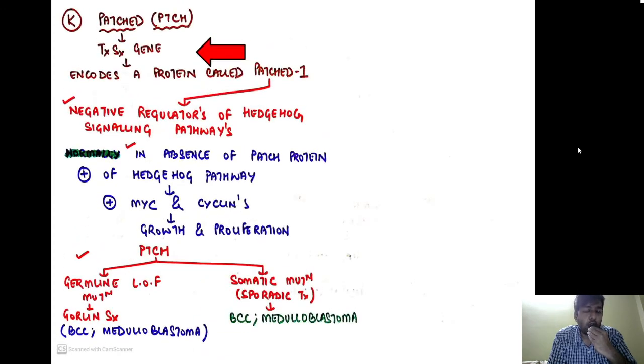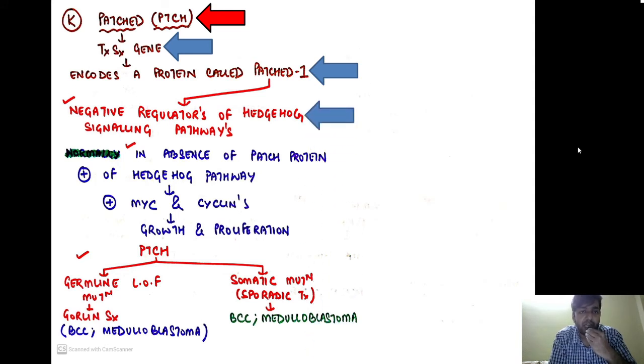Another gene is our patched gene. It is a tumor suppressor gene which encodes a protein called patched1, which is a negative regulator of a growth signaling pathway called the hedgehog signaling pathway. In absence of this patched protein, there is an uncontrolled stimulation of the hedgehog pathway, which will stimulate MYC and cyclins, leading to growth and proliferation.